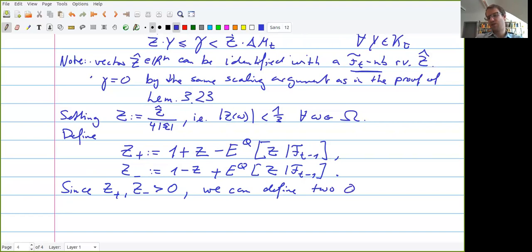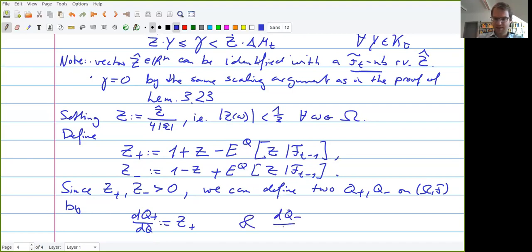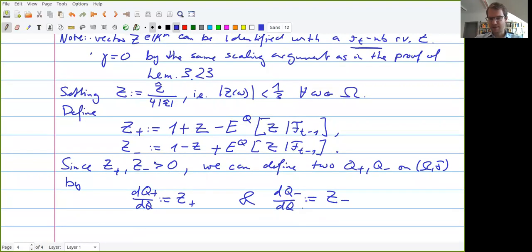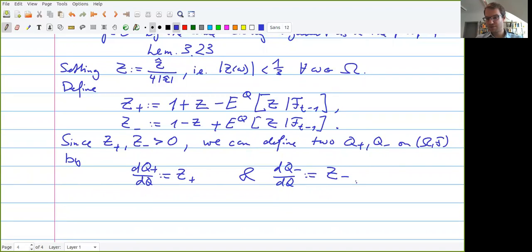Two measures, Q plus and Q minus, on our measure space omega, F, defined by the random Nikodym densities as usual. Q plus is given by Z plus and Q minus is also defined by Z minus. And since these densities are strictly positive, this guarantees us equivalent measures.